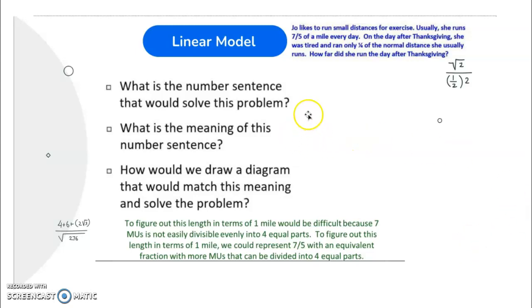Okay. What is the number sentence that would solve the problem? What is the meaning of that number sentence? And how would we draw a diagram that would match this meaning and solve the problem? Okay. We know that to figure this out, the length in terms of 1 mile, it's going to be difficult because 7 measuring units is not easily divided by 4. So to figure this out in terms of 1 mile, we could represent 5/5 with an equivalent fraction with more measuring units that could be divided into 4 equal parts. Okay, let's take a look.